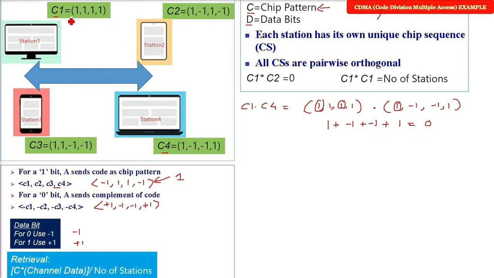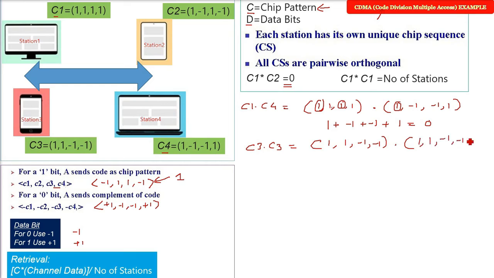You take any pair of these code sequences and you take an inner dot product. It should show the orthogonality pairwise. The second important thing is if you multiply the code of a station with itself, you should get the number of stations. What does it mean? Let us take now C3. Now let us take the dot product of C3 and C3, inner dot product. So we have C3, the code is 1, 1, -1, -1. Then we have again the same thing, 1, 1, -1, -1.